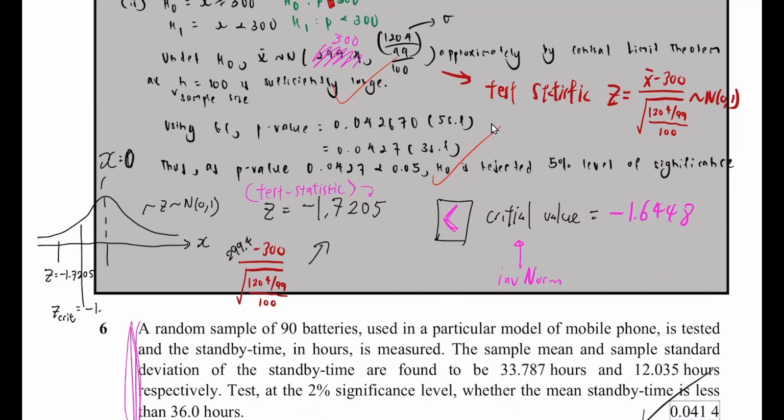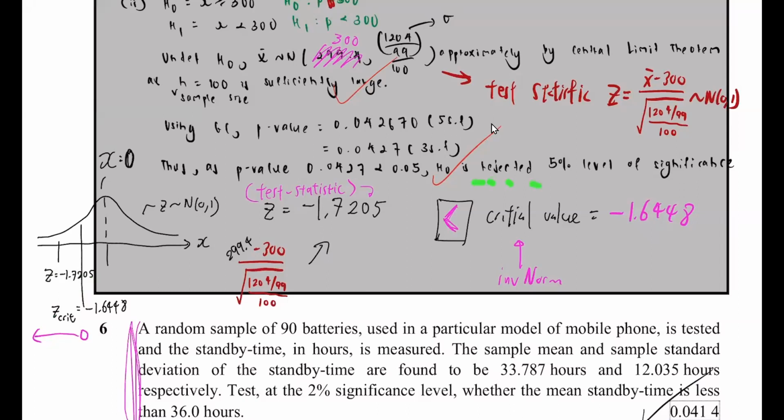Just a funny symbol to represent it. Negative 1.6448. So where is my rejection region or critical region? It's over here from Z crit all the way to the left. Why left? Because it's a left tail test. Then this test statistic value lies inside the critical region. So therefore we reject. Exactly. We reject the H0 at 5% level of significance, and we conclude that there is sufficient evidence to say that the H1 is true.